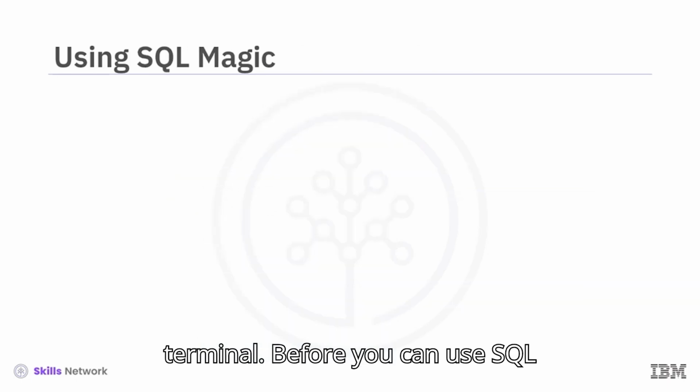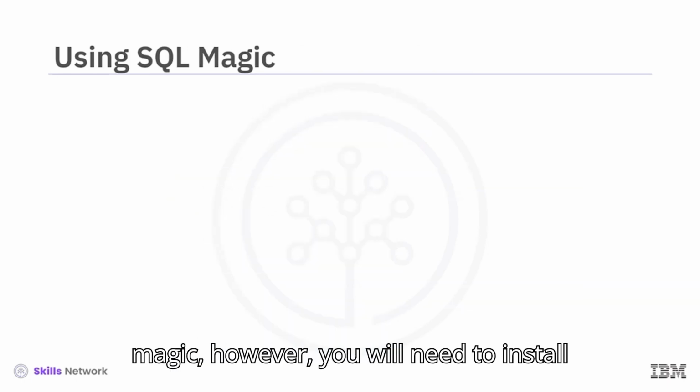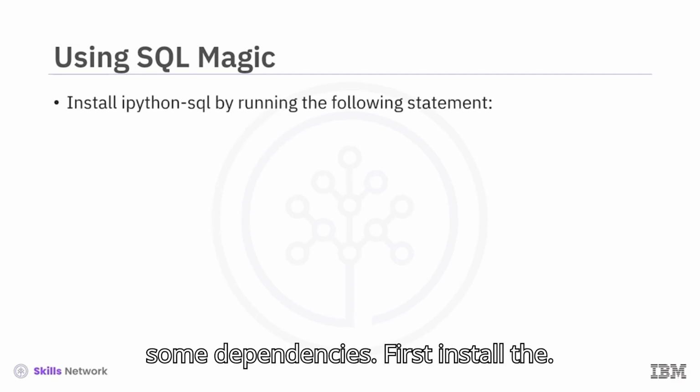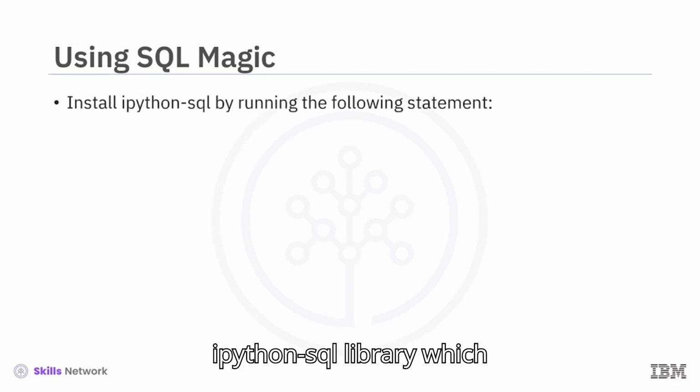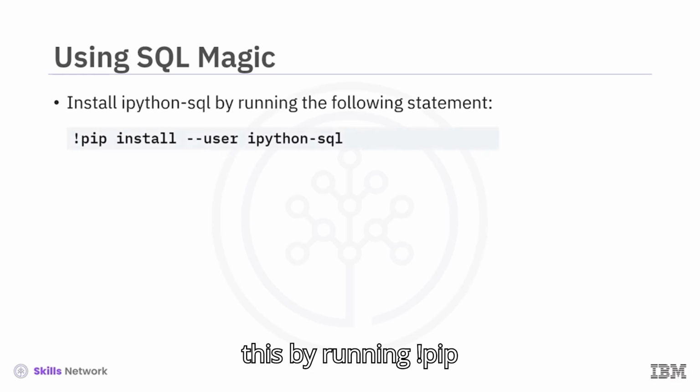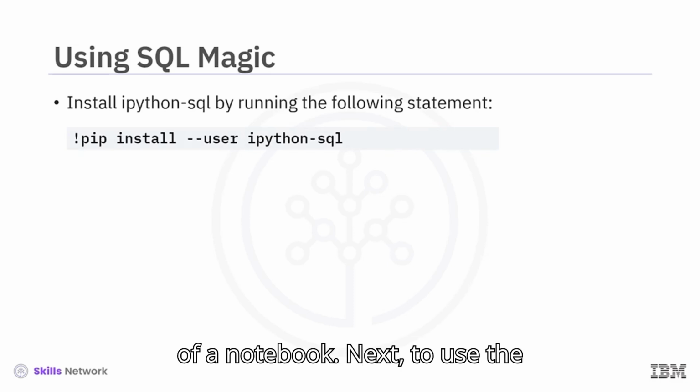Before you can use SQL magic, however, you will need to install some dependencies. First, install the ipython-sql library, which allows SQL magic. You can do this by running !pip install --user ipython-sql in a code cell of a notebook.